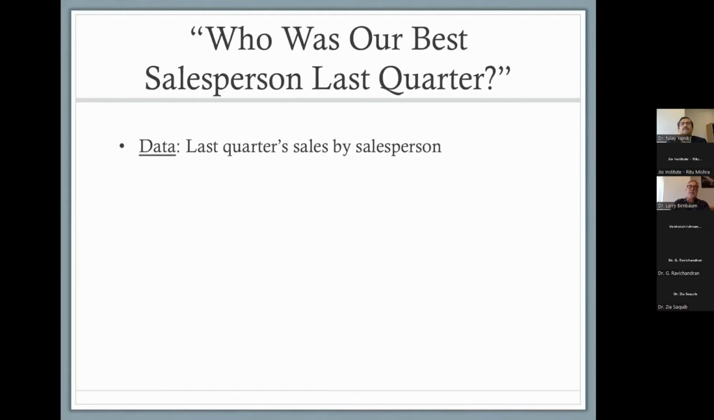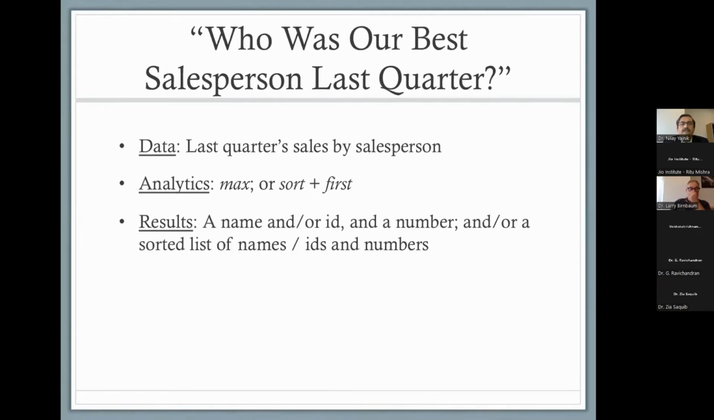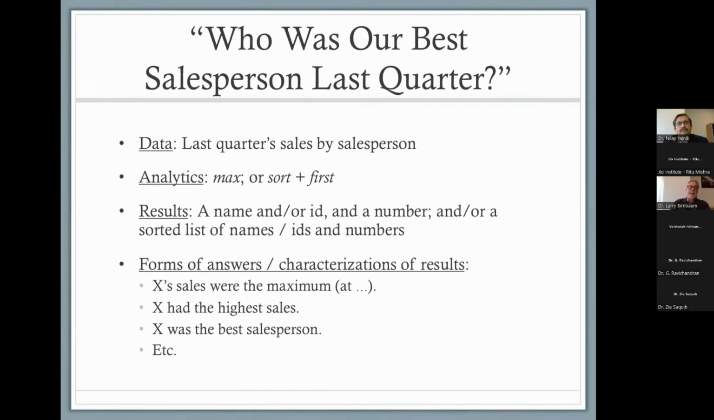So for example, here's a very straightforward question. Who was our best salesperson last quarter? The data we need will be last quarter's sales by salesperson. The analytics are going to be relatively simple: either the maximum on this list, or sort the list and take the first element. The results will be a name or an ID and a number, the number being the actual sales, or a sorted list of names and numbers. But that's not an answer to the question. The answer is going to be: X's sales were the maximum, or X had the highest sales, or X was the best salesperson with sales of $N million last quarter. So that's how we formulate a question, the meta question of what we need to do to actually solve this problem.